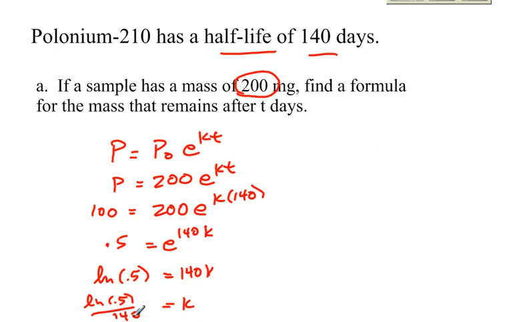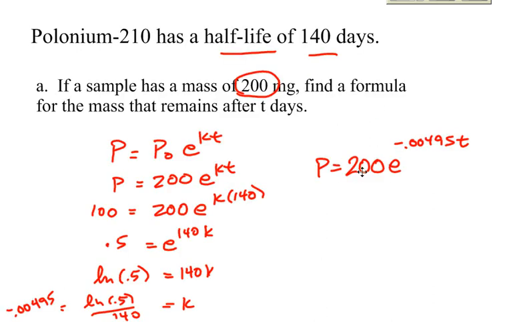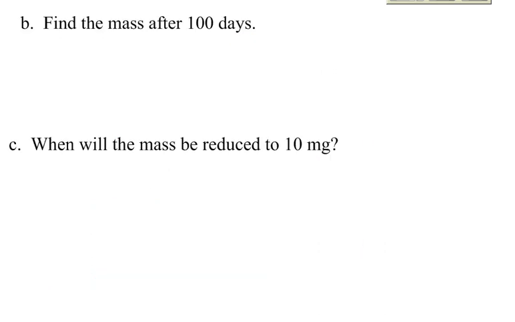So that means k equals, let's see, negative 0.00495. We don't want to round this too much, otherwise our answers will be way off. All right, so we've got a formula. P equals 200 e to the negative 0.00495t. All right, so I think we'll have another question: the mass after 100 days. We want that formula, so let's grab that. I'm going to copy that and come over here.